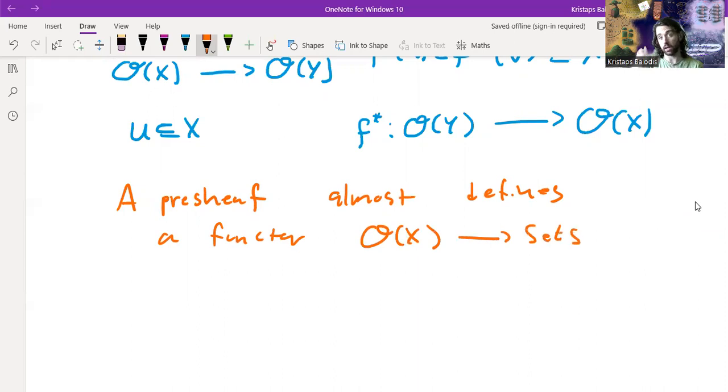And again, we talked about how sometimes we actually want our presheaves to take on values of abelian groups or modules or something. But in standard foundations, those can all be realized as subcategories of sets. So the more general thing is to just say sets for now.